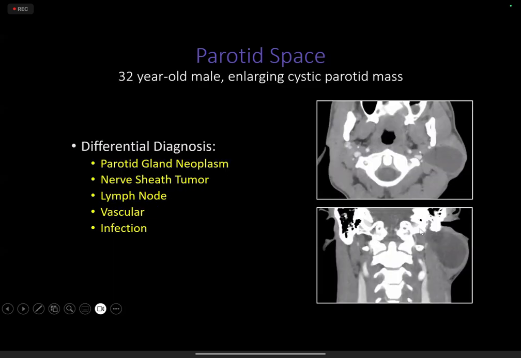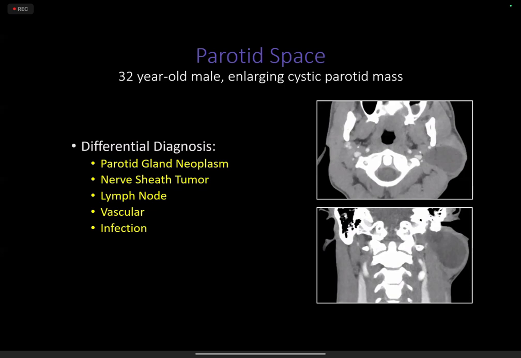So here's a lesion within the parotid space proper in a patient that presented with an enlarged cystic mass. Here we have a low attenuating lesion on this axial CT image. On the coronal image, we can see that this low attenuating lesion is quite large and basically takes over the entire parotid space.